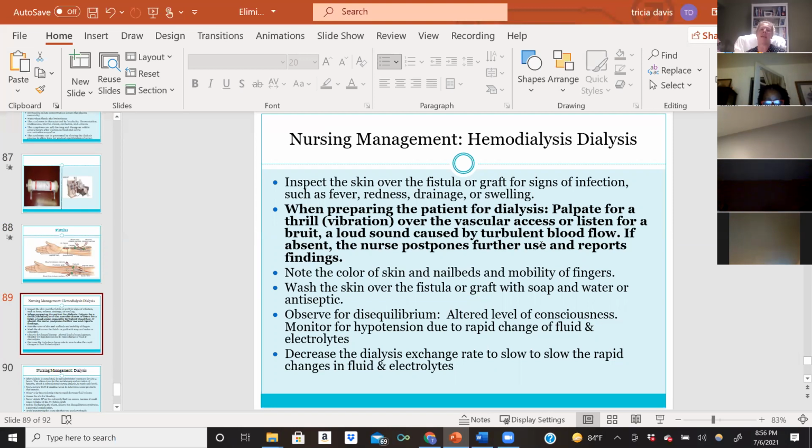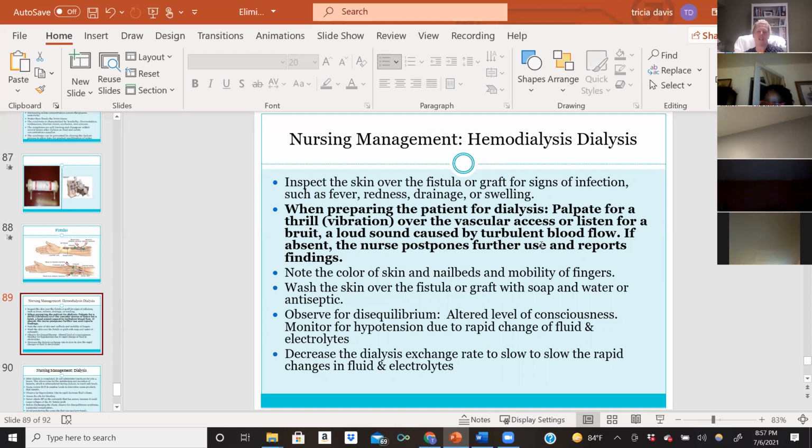If they don't, then that means that the fistula could be compromised, and they probably are not going to be able to use that. So if you notice that one of those or both are absent, you're going to postpone the dialysis and then report those findings to the doctor.